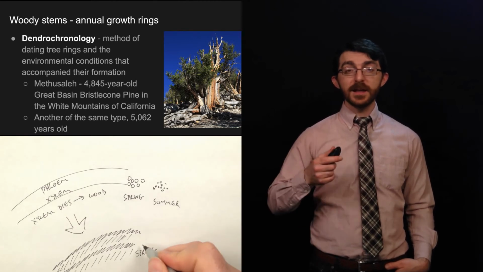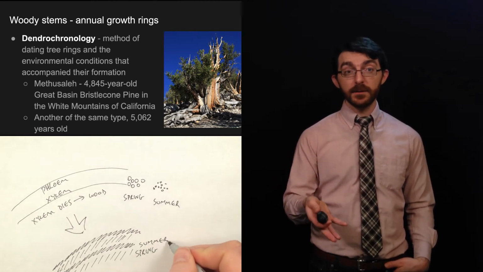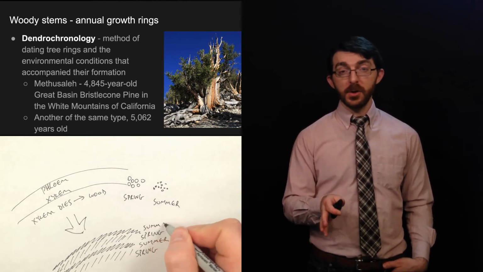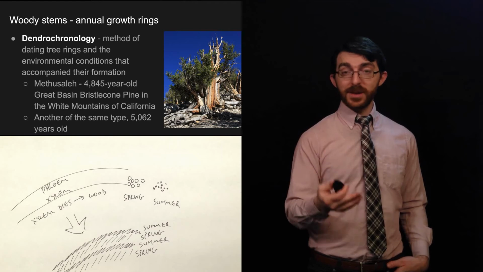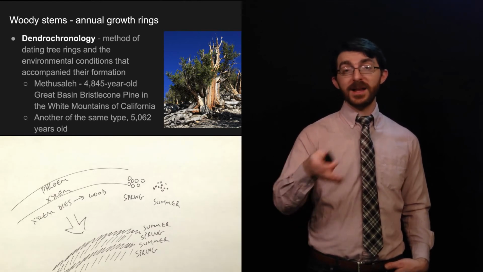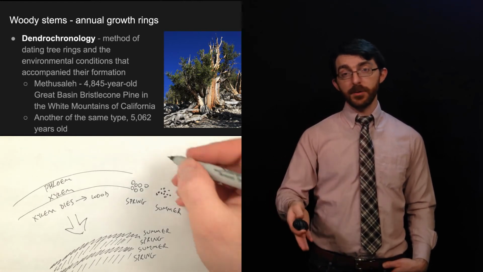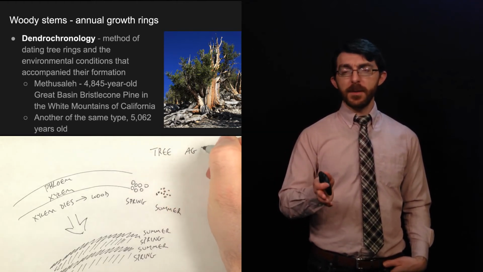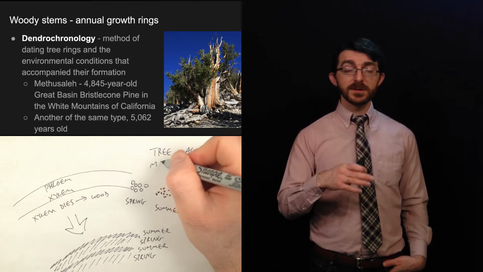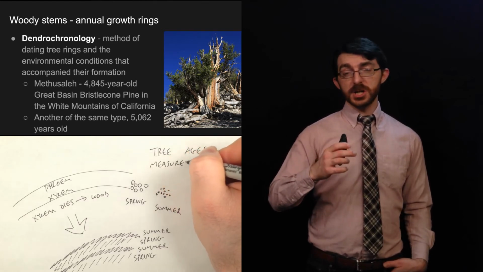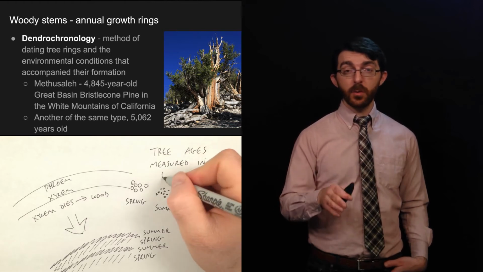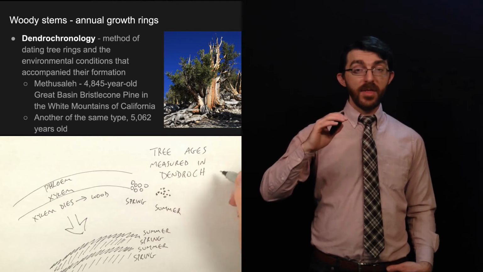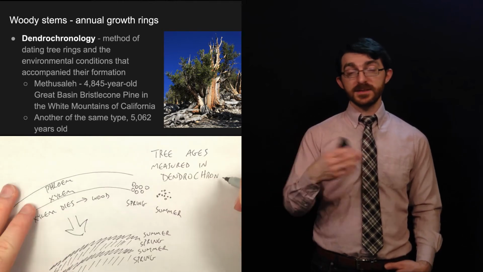Dendrochronology is the method of dating tree rings and the environmental conditions that accompanied their formation. You can actually determine how old a tree is based on how many annual growth cycles it's been through. Now, there are sometimes weird little hiccups in that. For example, remember that the bright and dark spots or rings are determined by the availability of water. So rings during a dry season or a drought will look different than rings during a fairly wet season.